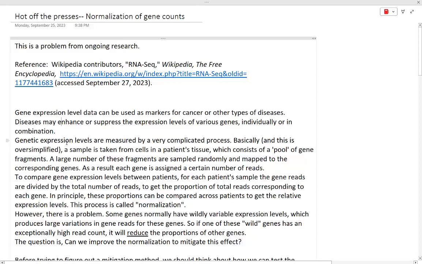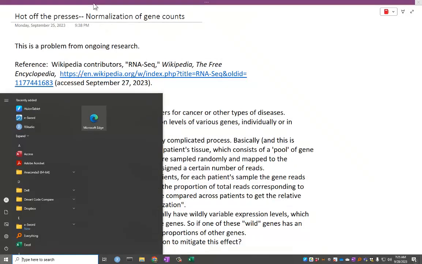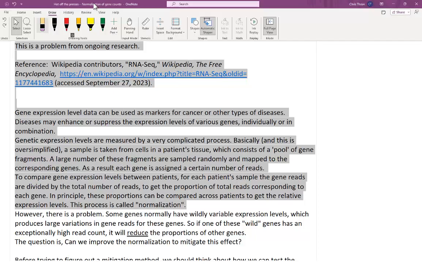So basically, and this is very oversimplified, a sample is taken from cells in a patient's tissue, which consists of a pool of gene fragments. Okay, so you take a sample. Let me see if I can draw this. Sorry, getting used to this. Okay, here we go. So let me just draw.